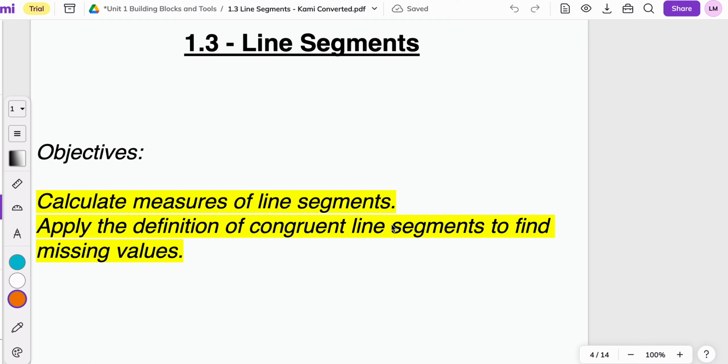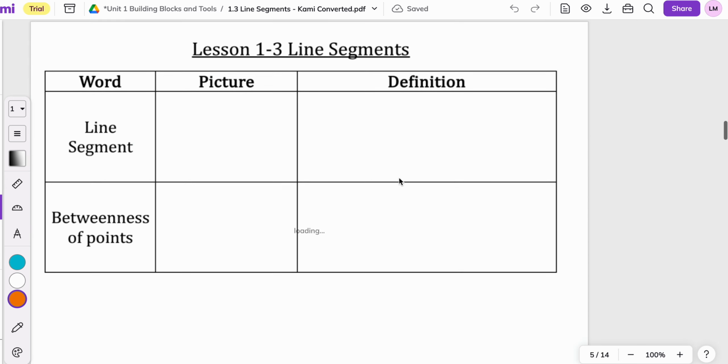Today we're looking at lesson 1.3, which is talking about line segments. So what we're going to be able to do today is calculate measures of line segments and then also be able to look at line segments to determine missing values and apply that definition. We're going to get started with two vocabulary words first, and then we'll do some more terms later on.